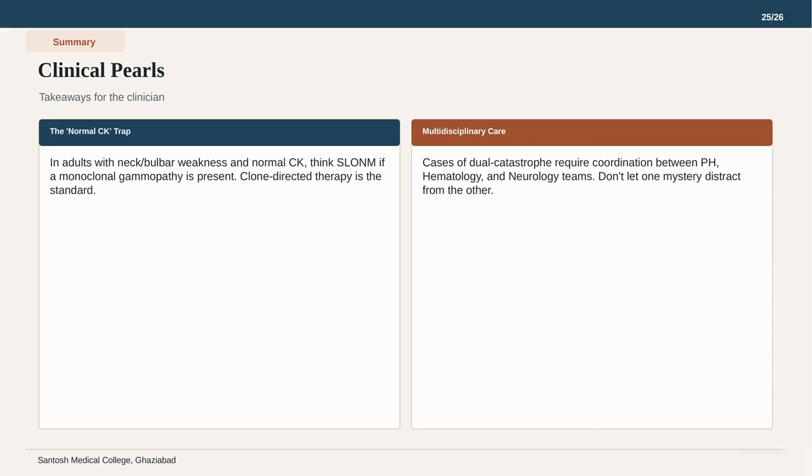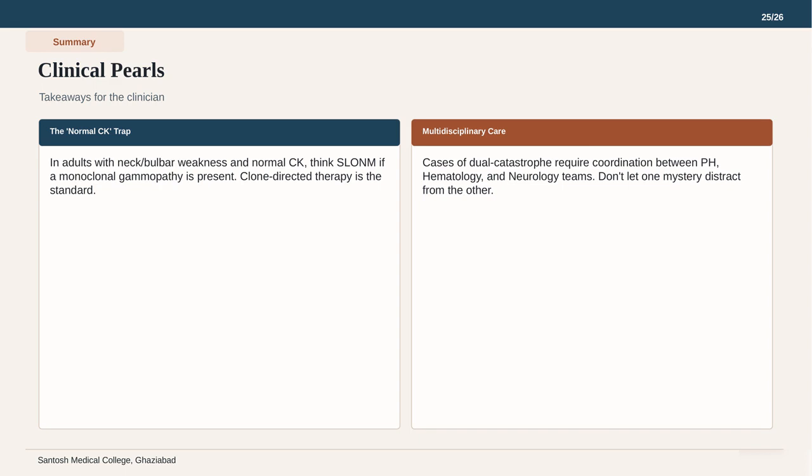Second, notice the emphasis on multidisciplinary care on the right. Cases involving a dual catastrophe require seamless coordination between pulmonary hypertension, hematology, and neurology teams. It is easy to get distracted by one mystery, but we must manage all aspects of the patient's illness simultaneously. These takeaways are vital for any clinician encountering complex multi-system disease. We will now conclude with a final synthesis of how these two rare pathologies intersected to create this unique clinical challenge.